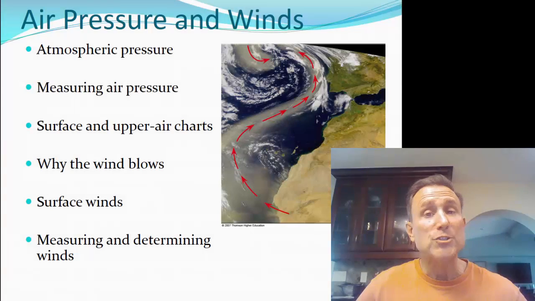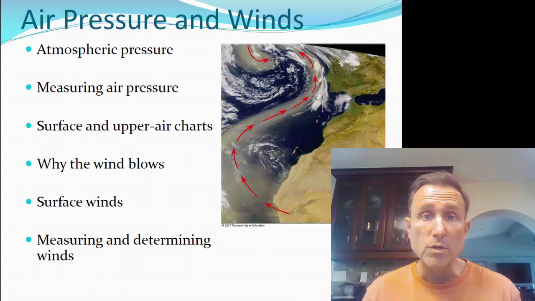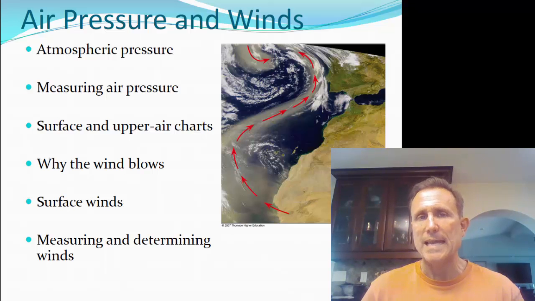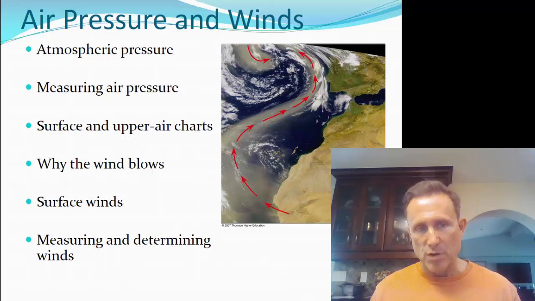All right, welcome to Introduction to Meteorology, Lecture 6 from Chapter 6 of your book on air pressure and winds. And in this chapter, we're going to talk about atmospheric pressure and the means by which we measure atmospheric pressure. And what does it mean when you have high pressure in one place and low pressure in another? And what is the effect of that pressure difference?